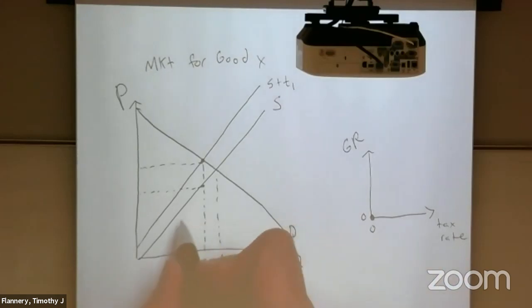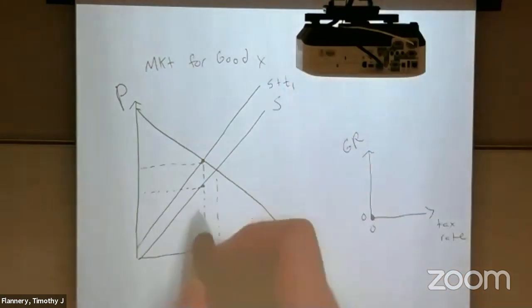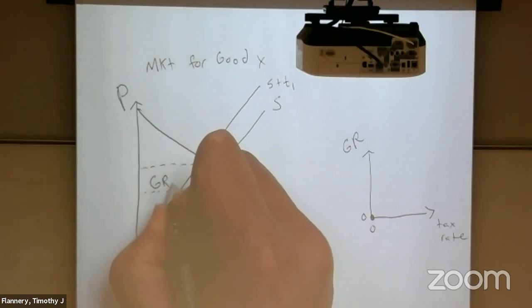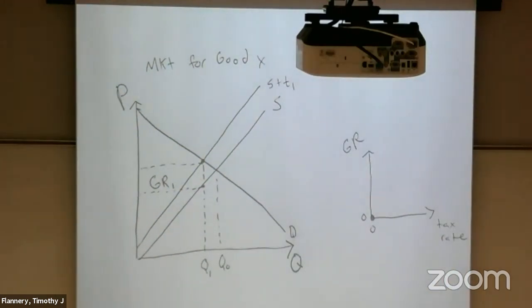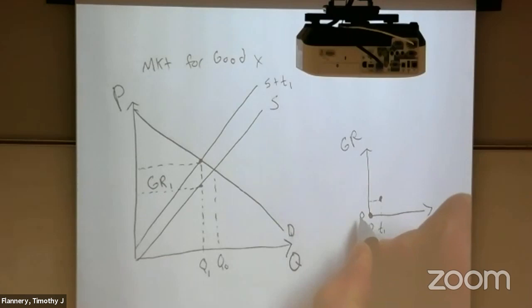And notice the distance between these supply curves is the tax, right? And so the area of this box right here is the government revenue with tax rate 1, which I call GR1. Everyone see that that's GR1? Does everyone agree that the government revenue from the tax rate of 1 is higher than the government revenue with a tax rate of 0? So we'll plot that point right here. So this is T1, and this is GR1.